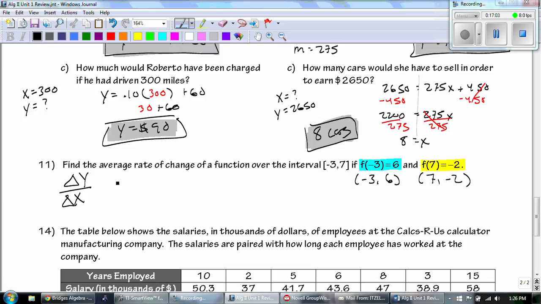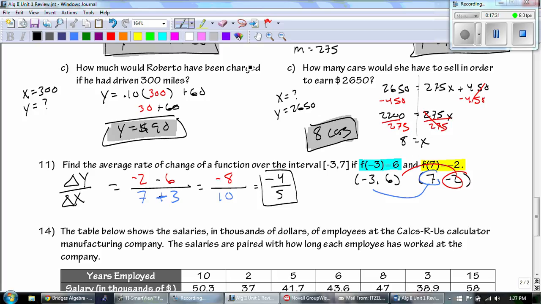Okay, and then we're just going to do the slope. -2 minus 6, and then 7 minus -3, which turns to plus. -2 minus 6 is -8. 7 plus 3 is 10, and then we always want to reduce, so that's going to be -4/5.